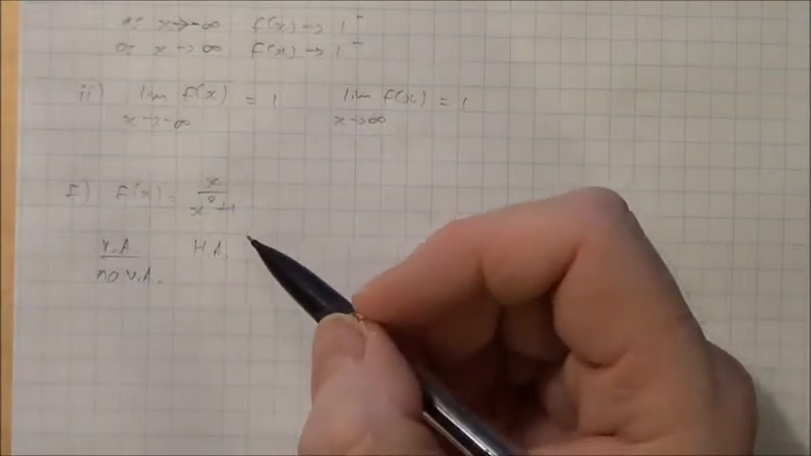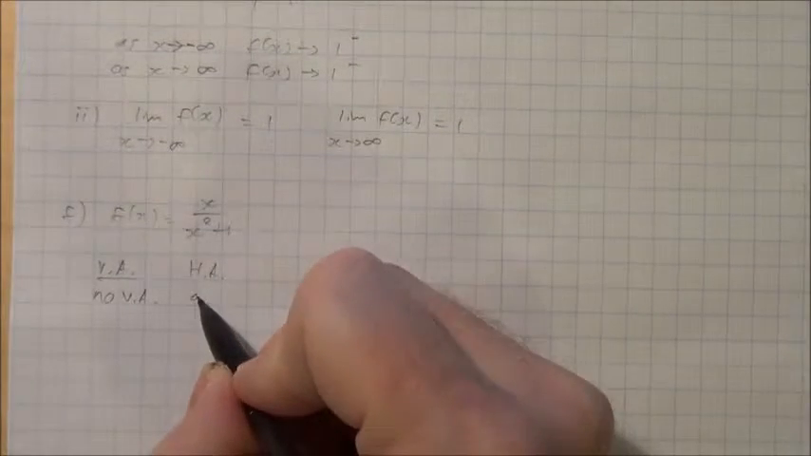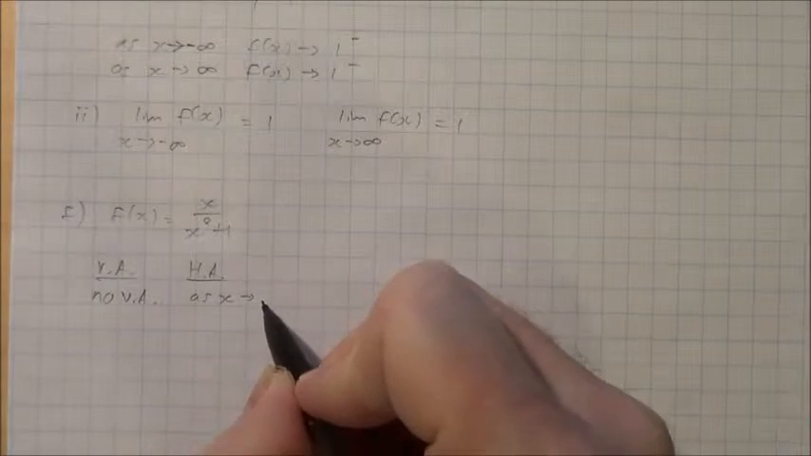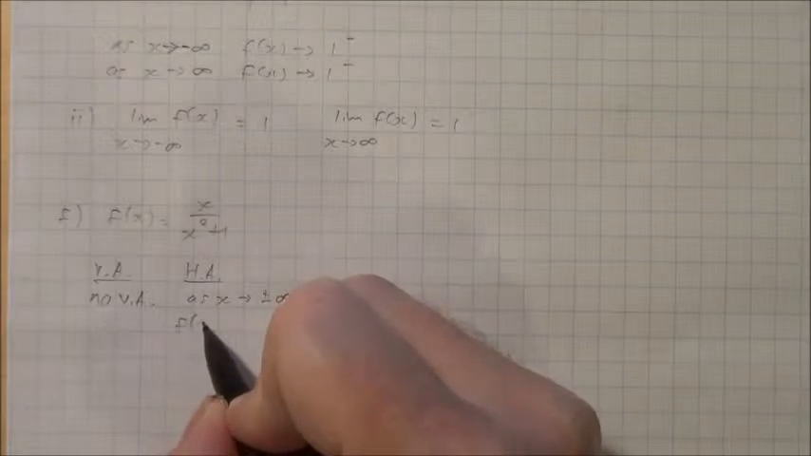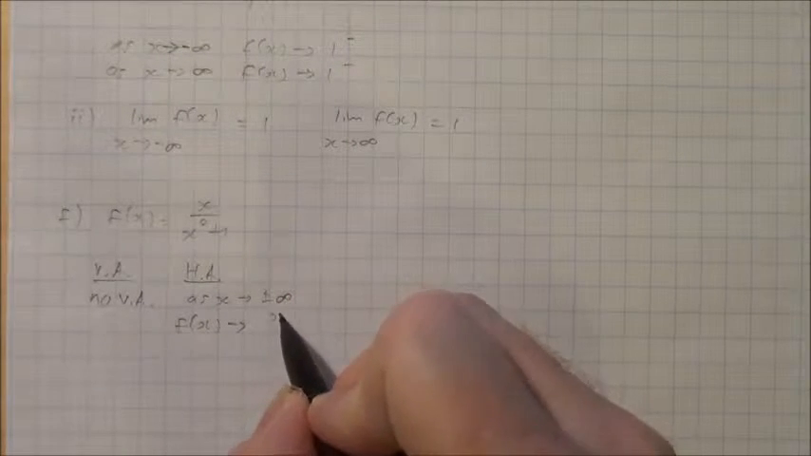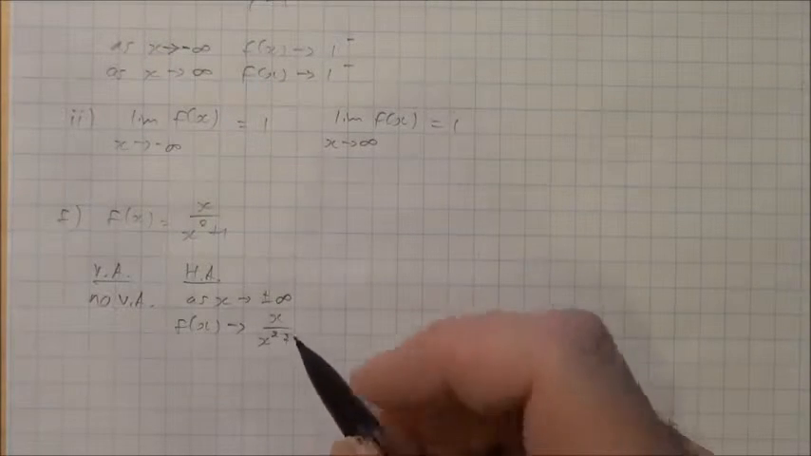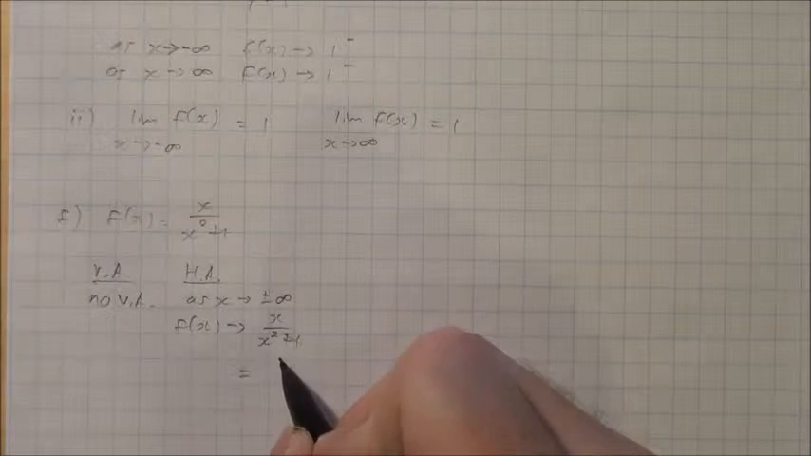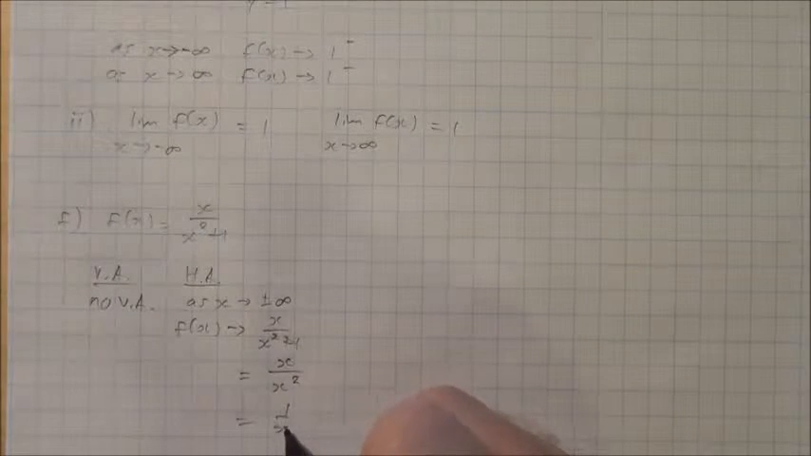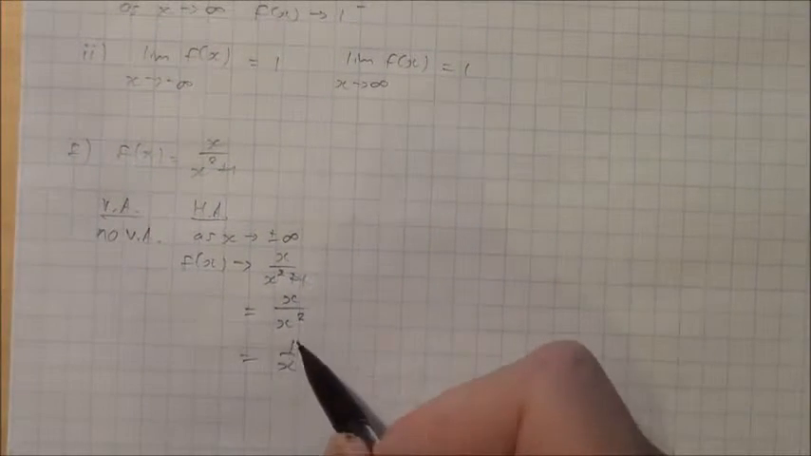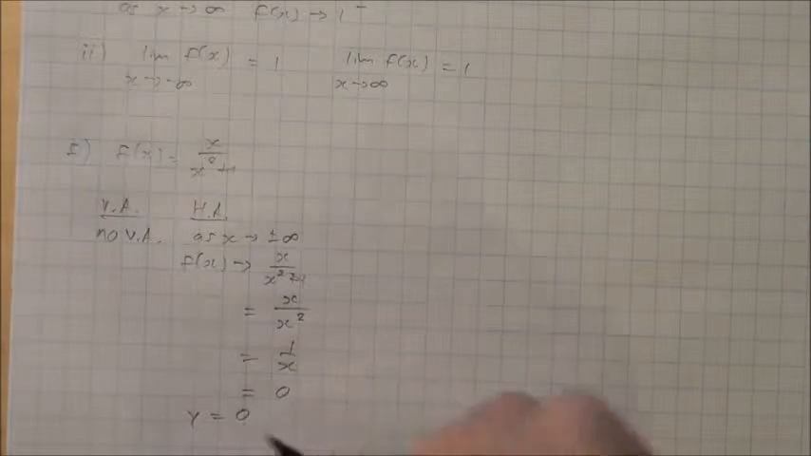Horizontal asymptotes: we're going to, again, analyze this as x approaches very large values. The function f of x approaches x over x squared plus 1. We know the plus 1 doesn't have any effect because these are very large values of x. And we have x over x squared, which simplifies down to 1 over x. If x is really, really large, 1 over x simplifies down to 0. So the horizontal asymptote is y equals 0.